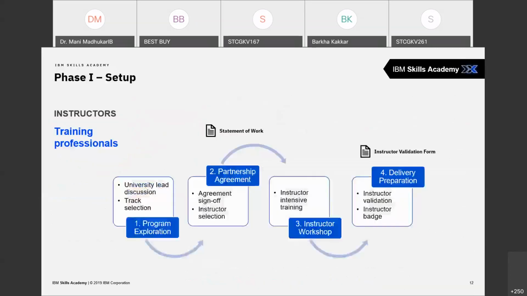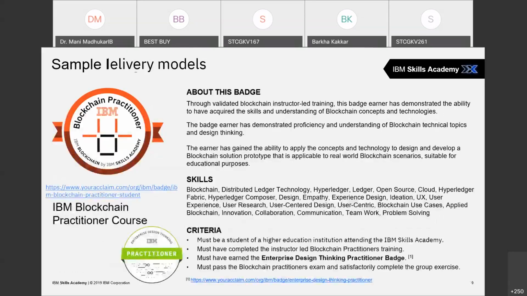Now, when you actually go and teach your students, this is what the student gets: the blockchain practitioner badge. And as part of every course, you have to obtain a design thinking badge as well, the green one you see at the bottom, which is mandatory. So IBM believes in giving you a more holistic approach to technology, on how you will use this technology in a project. It's not that you just start coding to create a project. There is a complete science before you actually start coding.